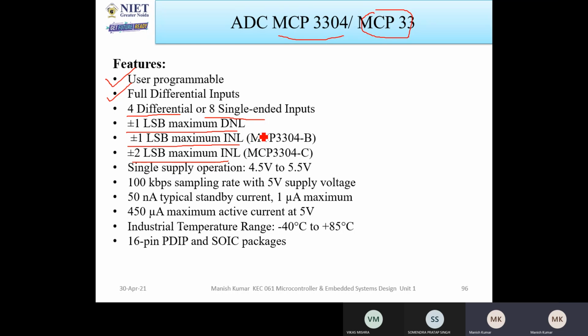Now I already told you MCP3304 has 2 versions, grade B and grade C. In grade B, ±1 LSB is there, but in grade C, ±2 LSB is there. So there are formulas by which you can determine the performance with DNL and INL. The DNL formula is there, the INL formula is there. With the help of those, you can find the performance of the ADC.